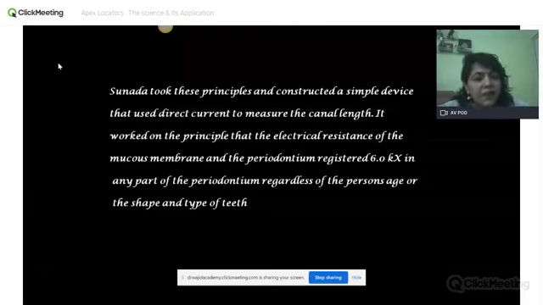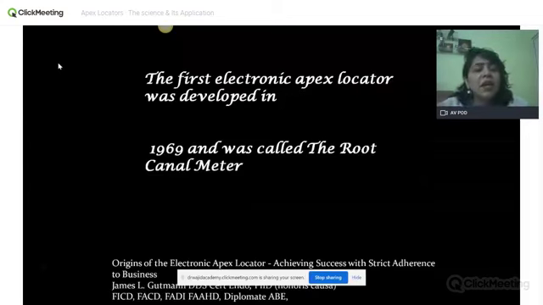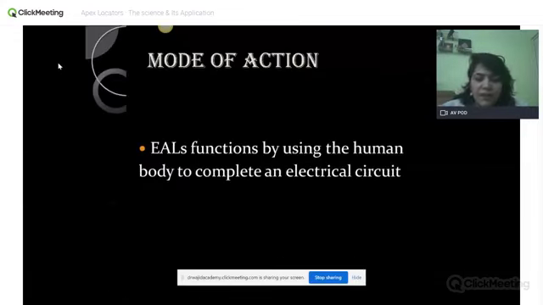Now, coming to Sonada, he took these principles and constructed a simple device that used direct current to measure the canal length. It worked on the principle that electrical resistance of mucous membrane and the periodontium registered 6 kilo ohms in any part of the periodontium, regardless of the person's age or the shape or type of teeth. Now, that's a very important observation. And hence came the first electronic Apex Locator, which was developed in 1969, and it was called the root canal meter. So that was the history behind the instrument that we're using today.